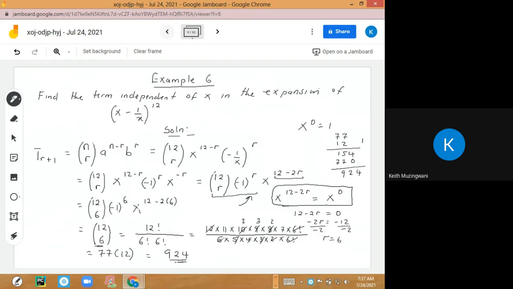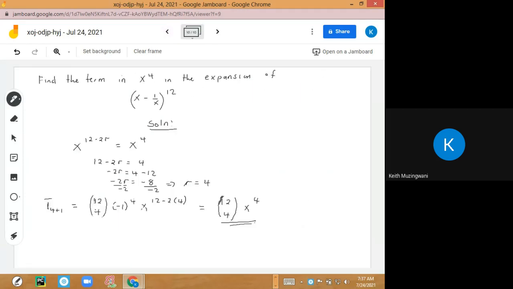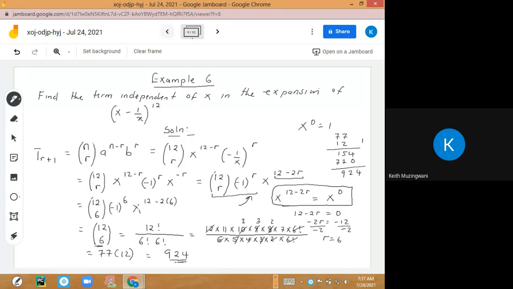So you can start the same question. If they say independent of x, they mean you put together the powers of x and equate to 0. If they say the term in x power 4, you put together the powers of x and equate them to 4. Finding the term independent of x is the same as being asked to find the constant term. Sometimes they can say find the constant term in the expansion of (x minus 1 over x) to the power 12. The constant term is the term without x. You've seen it's a constant term.